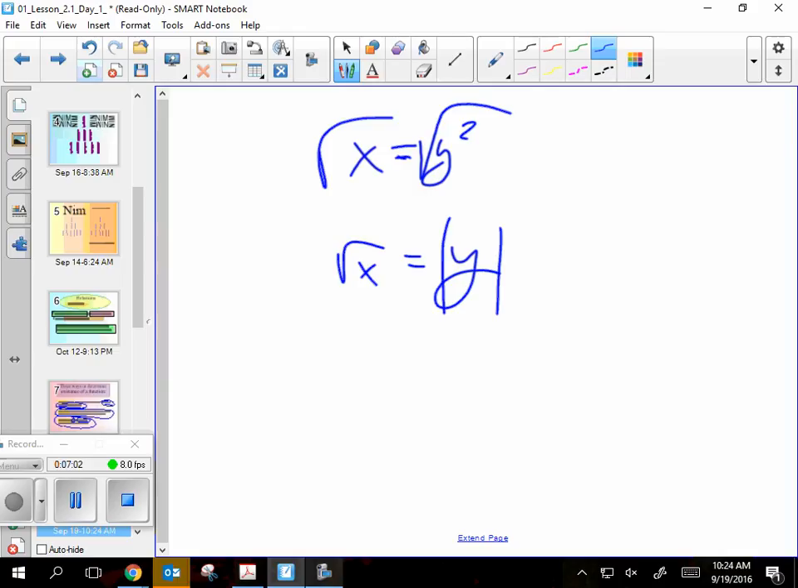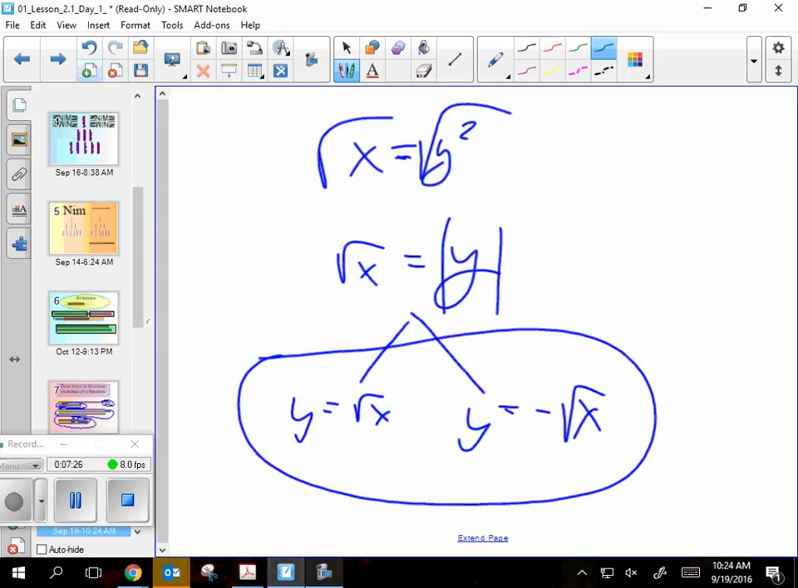So now you got to break it up and you're going to get 2 equations. Y equals square root of x and y equals the opposite of the square root of x, or negative square root of x. Notice, when I solve for y, I got 2 rules. That implies you might get 2 different outputs for 1 input. So bottom line, if you get 2 equations when you solve for y, then it's not a function. This would not be a function.